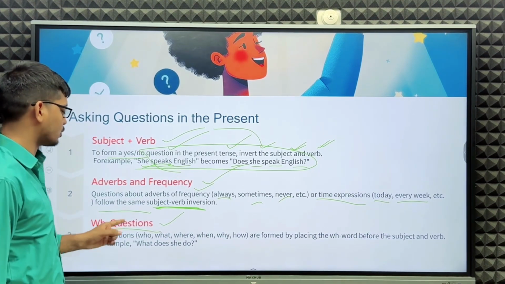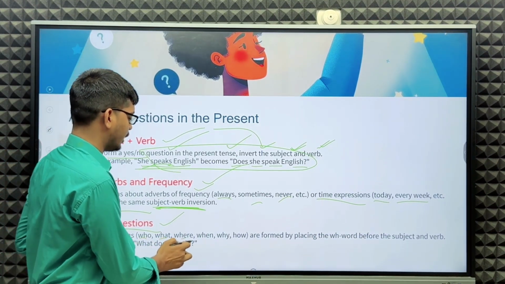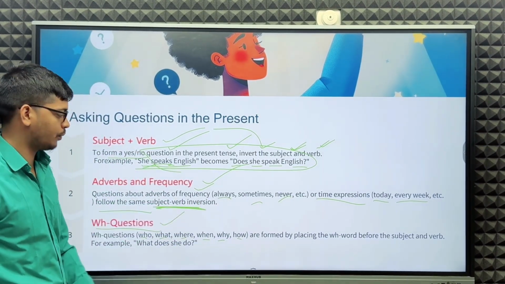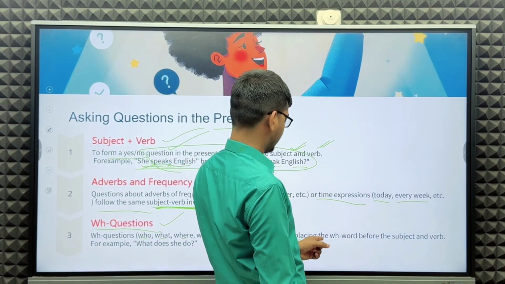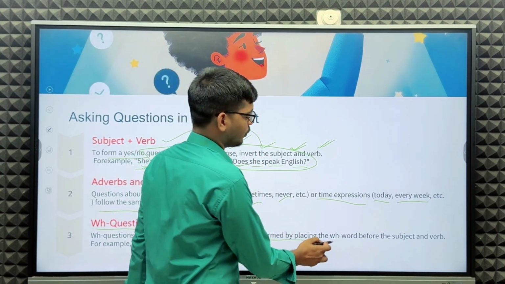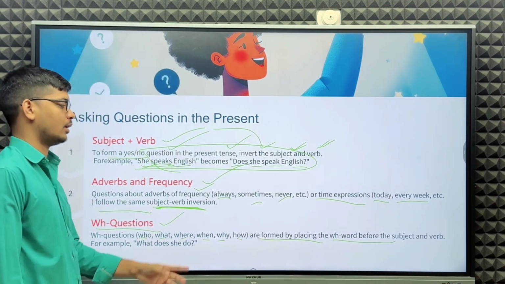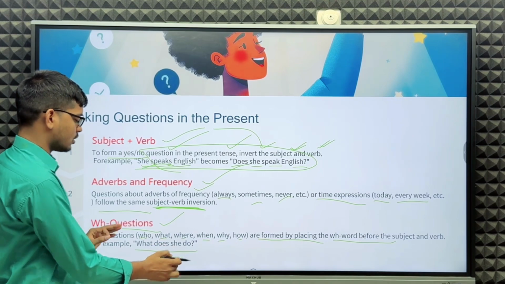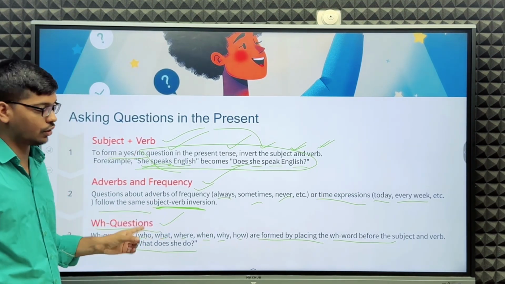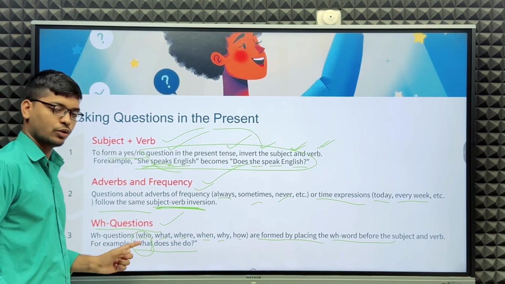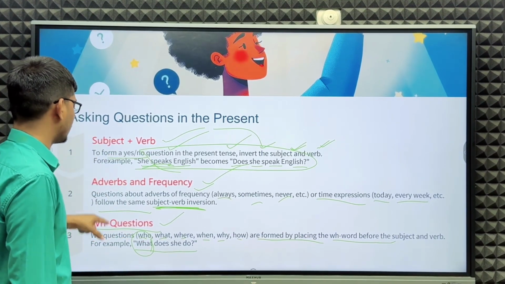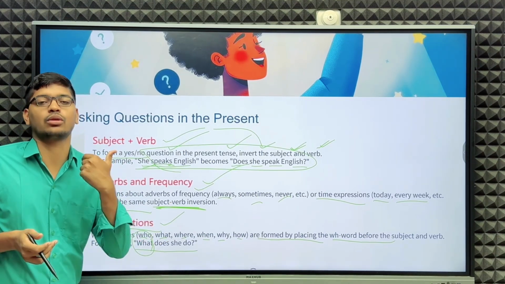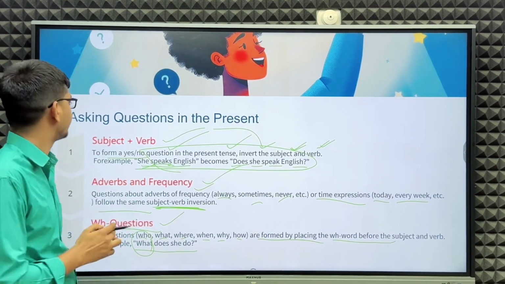WH questions, like who, what, where, when, why, how, are formed by placing the WH word before the subject and verb. Example: What does she do? This is a WH question. So I hope you guys understand. You can create these types of question formats in the present tense or simple present tense.